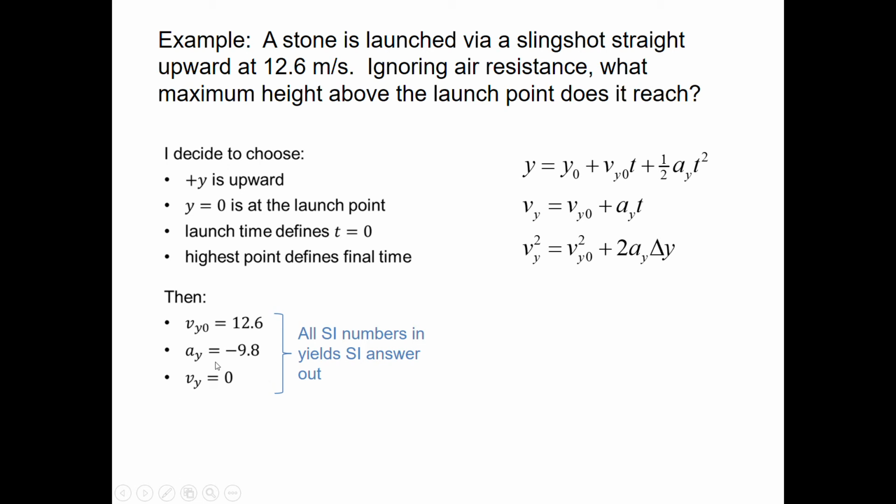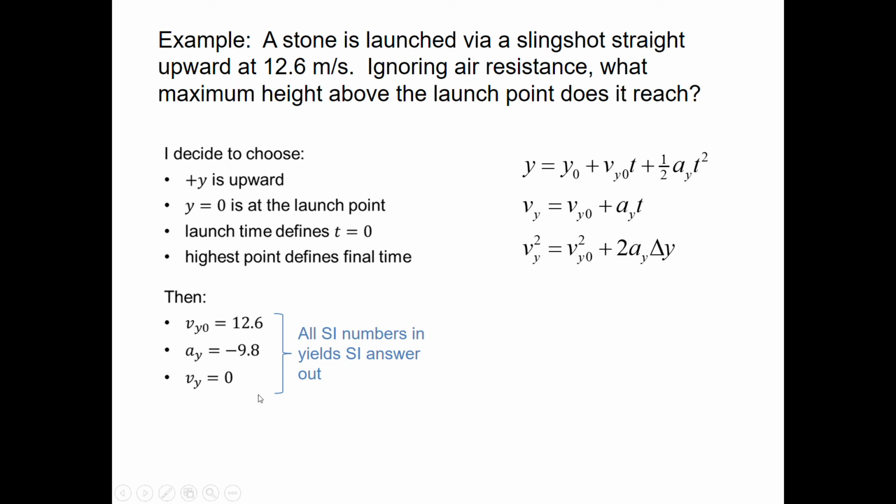And by definition, we said the final time is when it reaches the highest point. And so Vy, which represents the final y velocity, is 0 because it momentarily comes to rest at that highest point, and that's what we're calling final here.